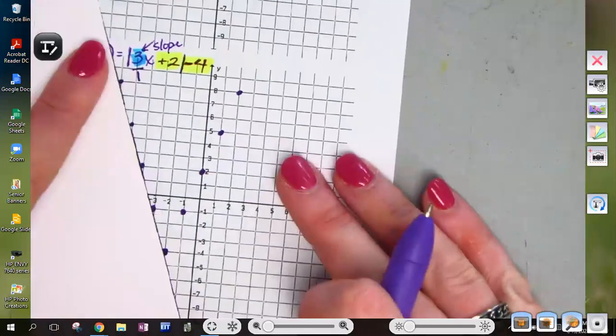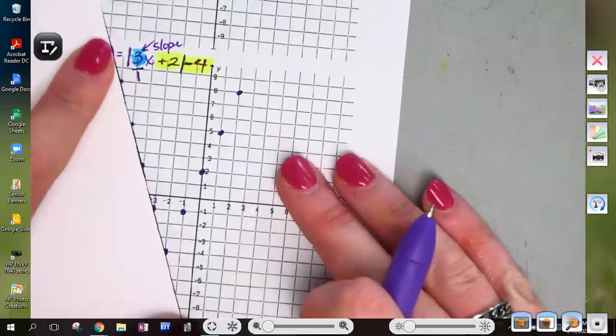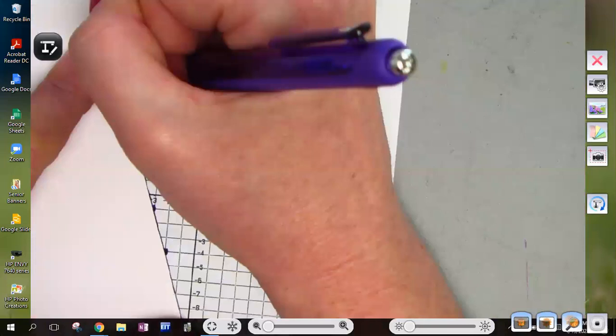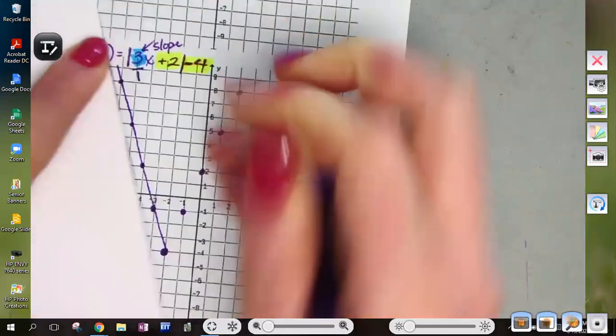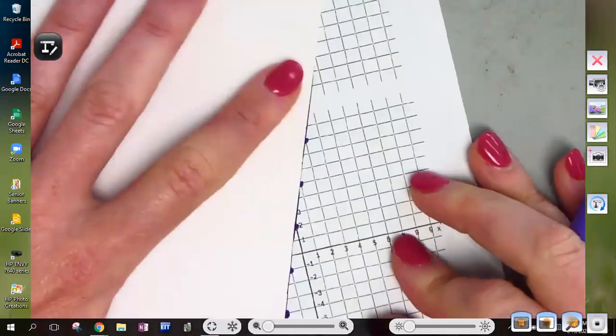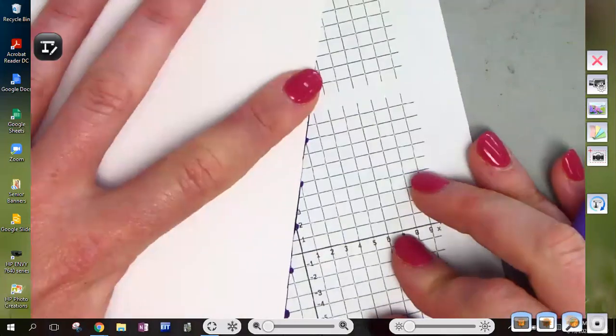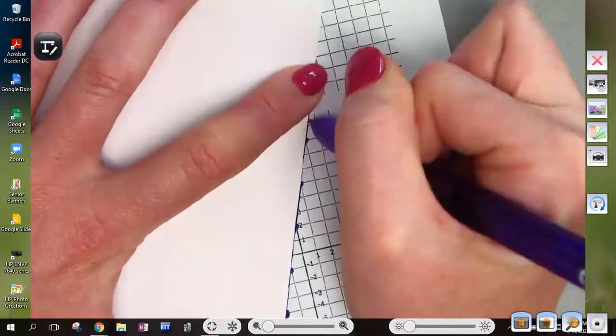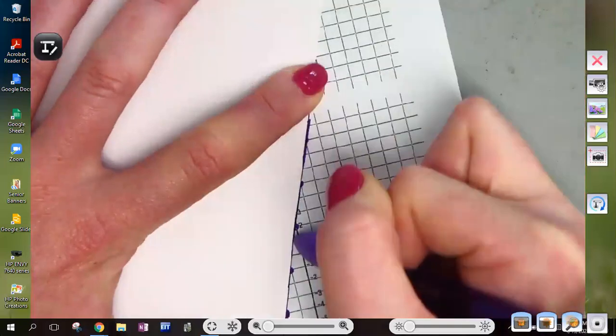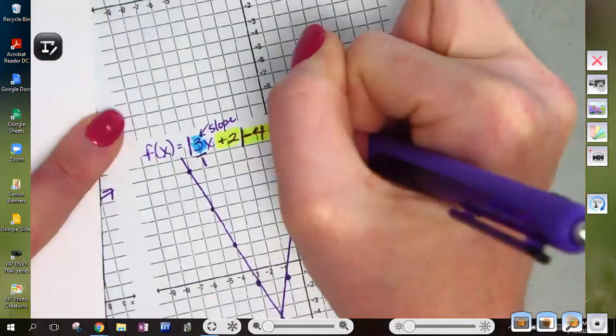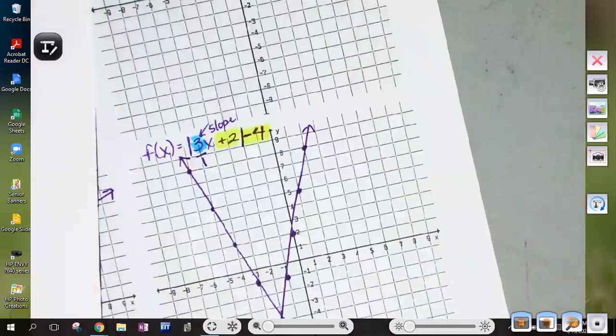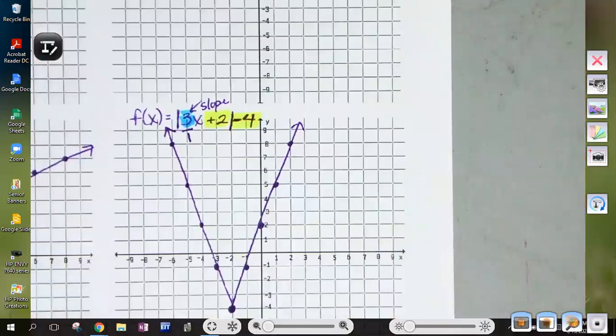What do you notice, because there was a 3 in front of my V? What do you notice about your V shape? It's skinny, good. The larger the number is in front of your X, the skinnier. The smaller it is, the wider. Okay, there is our original function. That's our f of X. We did it. Okay, now we're gonna do the inverse.